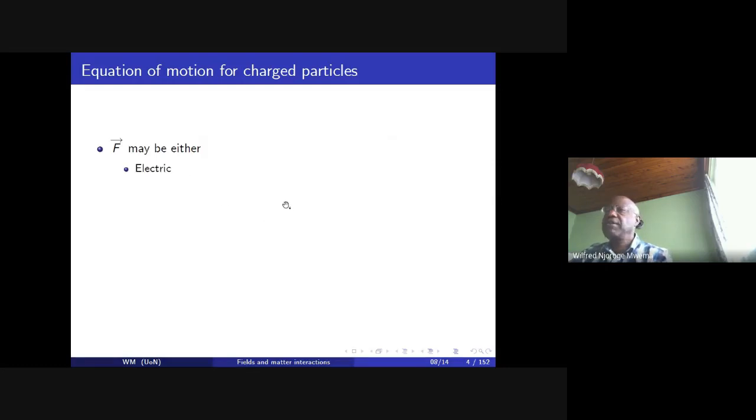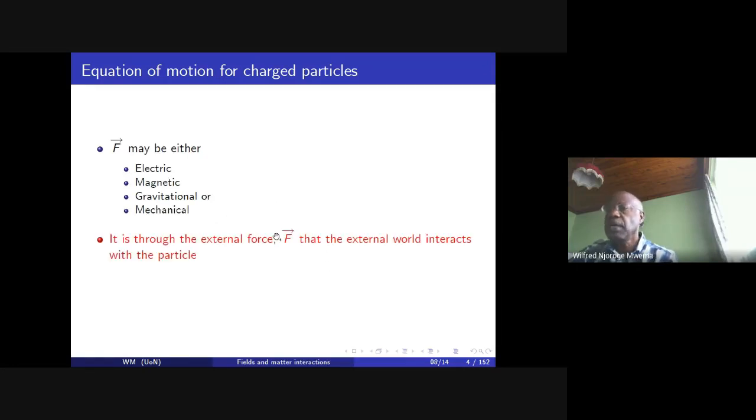So F, like we said, could be of electric origin, it could be of magnetic origin, or gravitational, or even mechanical. So it is through the external force F that the external world will interact with the particle. And this is the condition, it comes from the Lorentz equation, the one we were talking about, E plus v cross B and so forth. So the acceleration would be the response of the particle to the external force F.